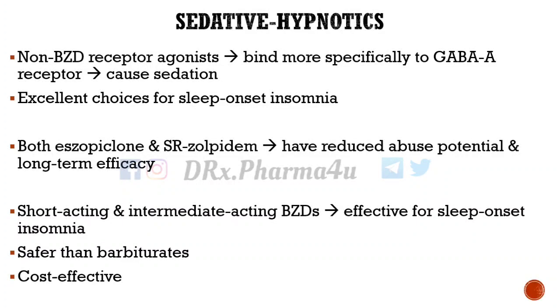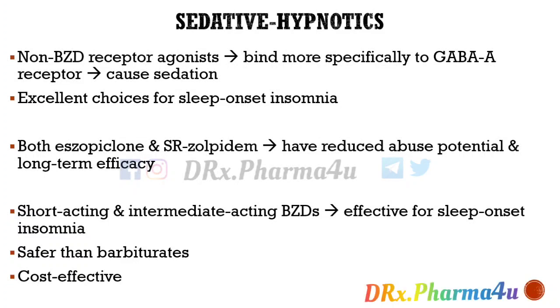Both S-zopiclone and sustained release zolpidem have reduced abuse potential and long-term efficacy. What do you mean by abuse potential? You will abuse something only when you are addicted to it. Always remember, you will abuse something only when you are addicted to it or your brain considers it as food. So S-zopiclone and sustained release zolpidem have been found to have less risk of addiction. That is why there is less abuse potential and better long-term efficacy. Obviously, when the abuse potential reduces, the efficacy and safety profile will be good.